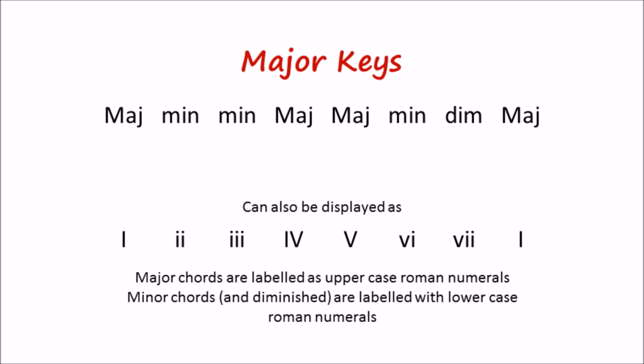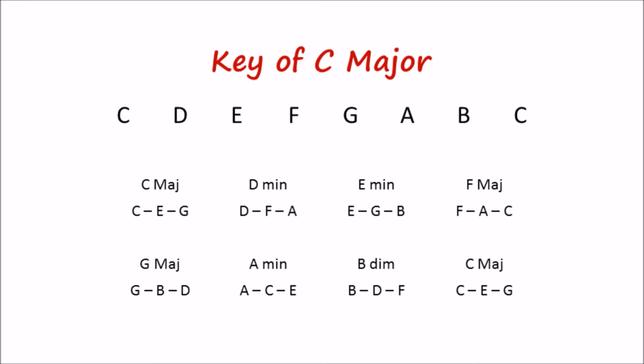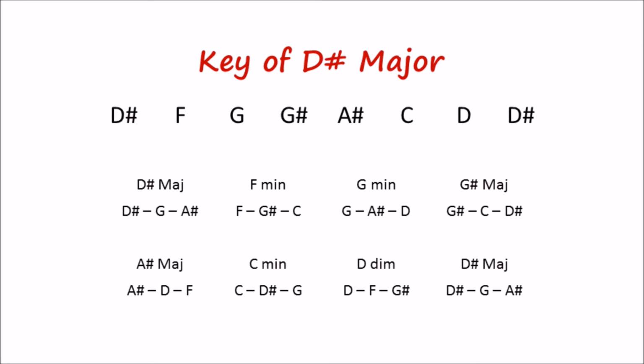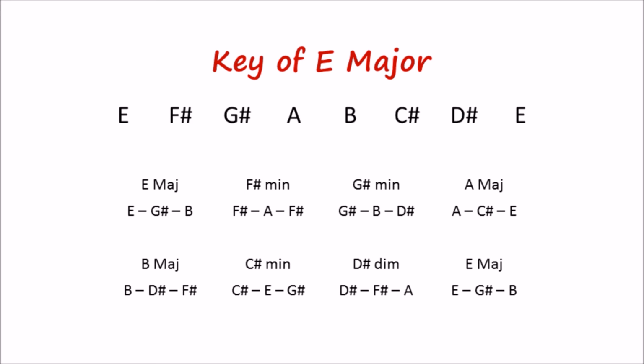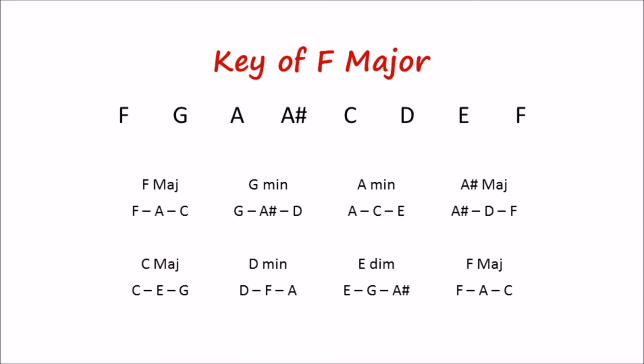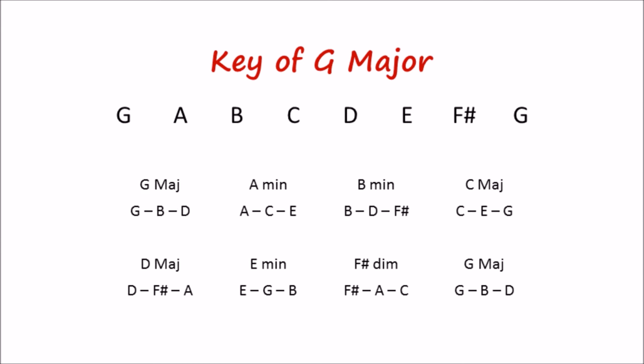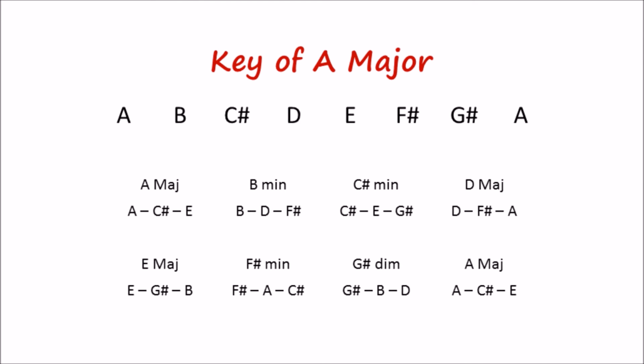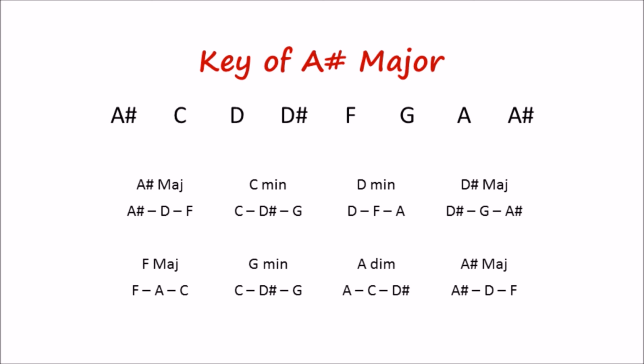Over the following slides, we'll take a look at the 12 possible keys, and we'll see which chords are used. In every case, you are going to see that the first, fourth, and fifth chords are major chords, the second, third, and sixth chords are minor, and the seventh chord is always diminished, without fail. Mind blown.